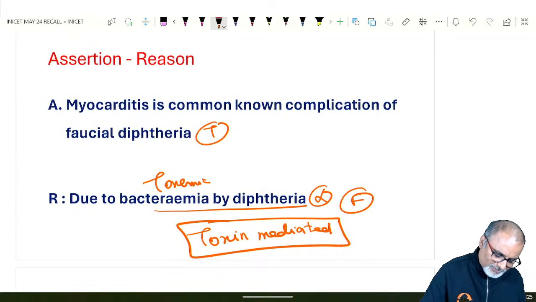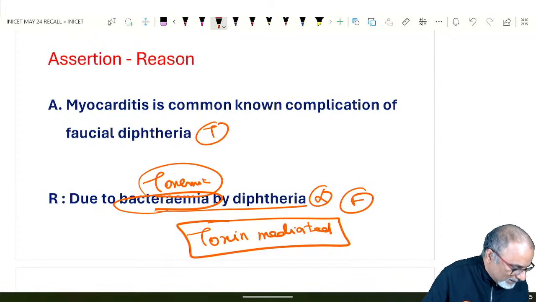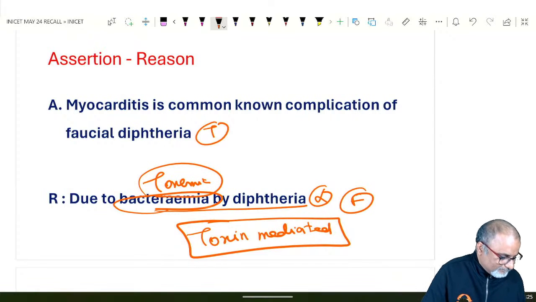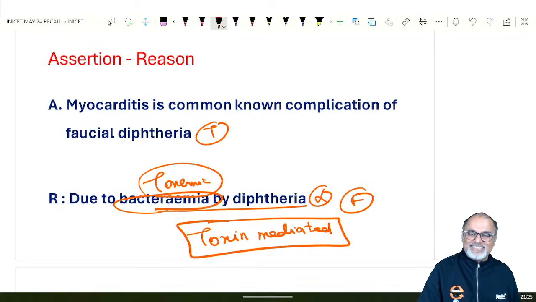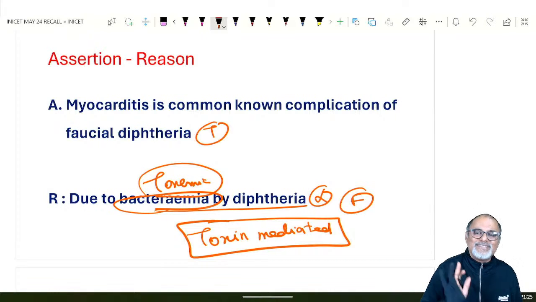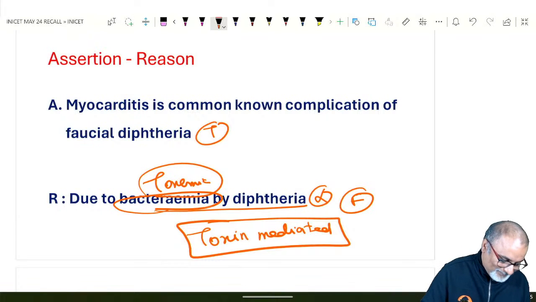Diphtheria causes bacteremia? No, not bacteremia. It causes toxemia. Great, Rocky Boy says all three are easy, sir. Good. Microbiology is easy this time. I am very excited about seeing the paper. Microbiology totally easy. Be happy.